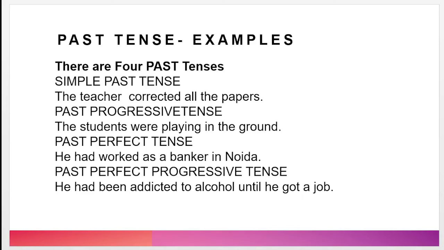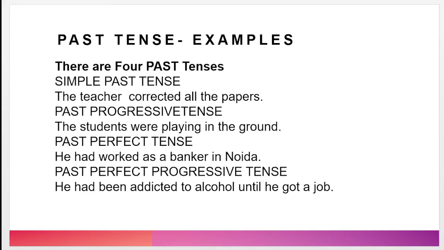Past perfect tense, he had worked as a banker in Noida, which means that he is no longer working there, at least not in Noida. The past perfect progressive tense, he had been addicted to alcohol until he got a job. So he started his alcohol addiction, which continued for some time, and it stopped when he got a job. So here we can see the various uses of past tenses in various situations, and you can look at the examples and try to frame examples of your own.